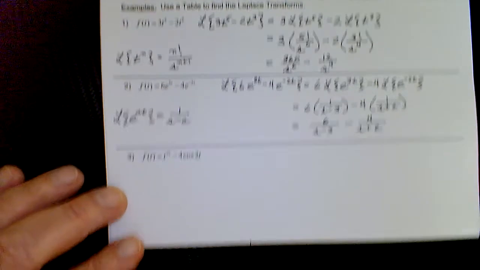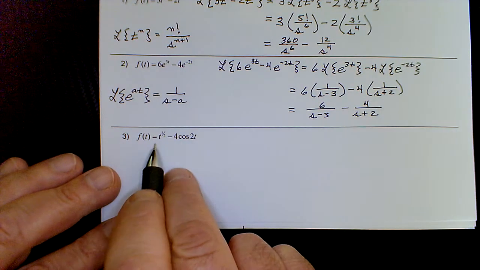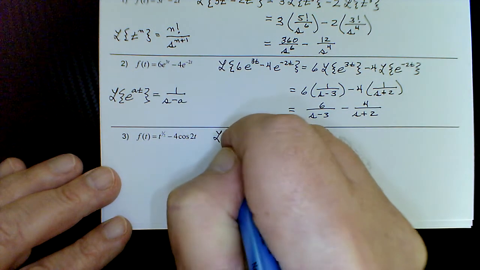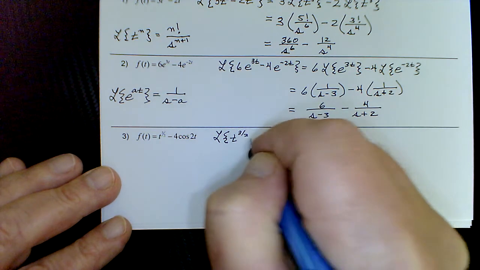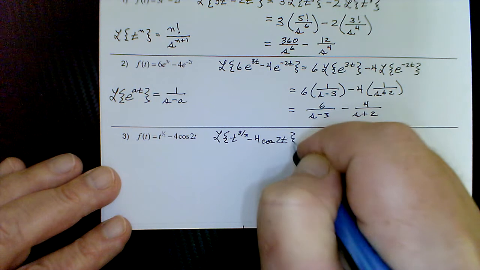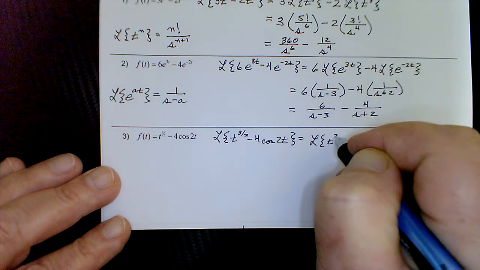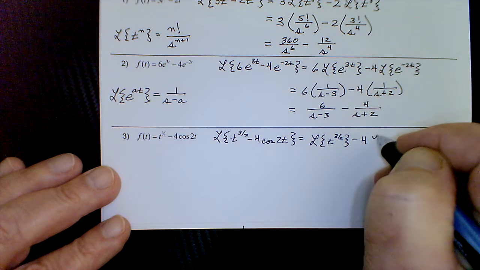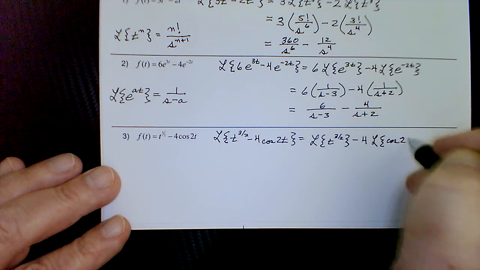Okay, now we get to an example that involves, well, a cosine function, but then t to the 3 halves. So the first thing is set it up, Laplace of t to the 3 halves minus 4 cosine 2t. Okay, so that's the Laplace of t to the 3 halves, and then minus 4 times the Laplace of cosine of 2t.